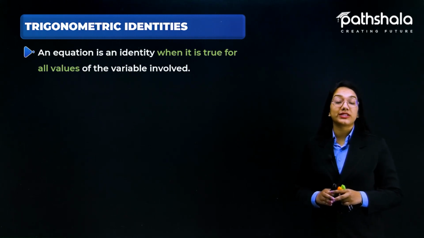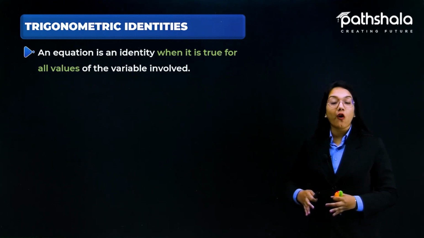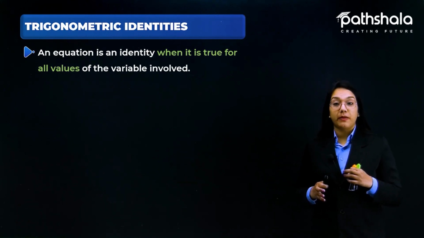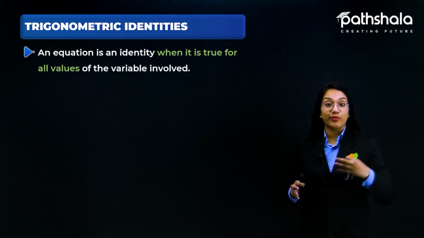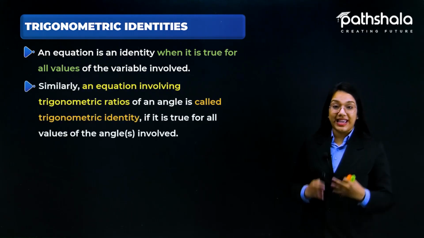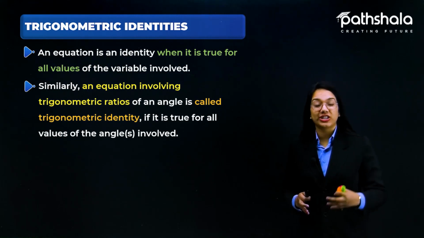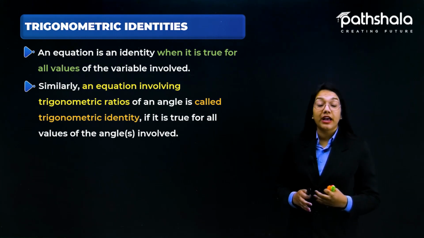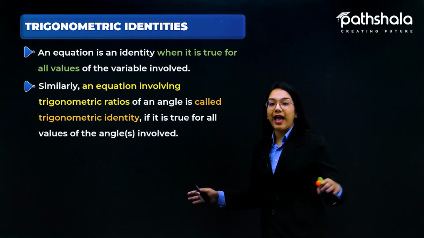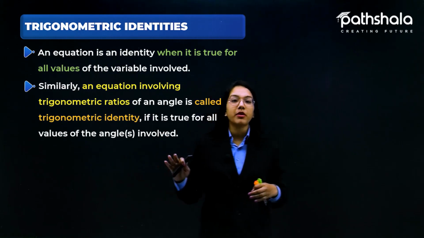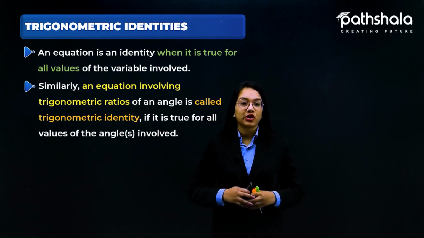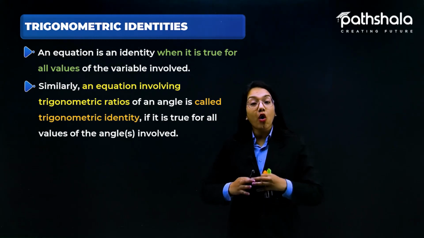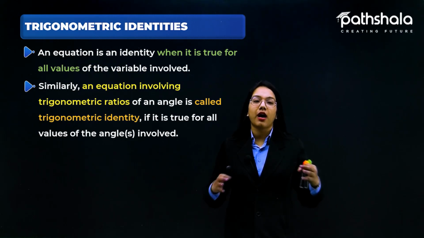We know that an equation is an identity when it is true for all the values of the variable that are involved. Comparing this with a trigonometric identity, an equation that involves the trigonometric ratios of an angle is called a trigonometric identity if it is true for all the values of the angles that are involved. Always remember that a trigonometric identity is an equation which involves trigonometric ratios and is true for all the values of the angles involved.